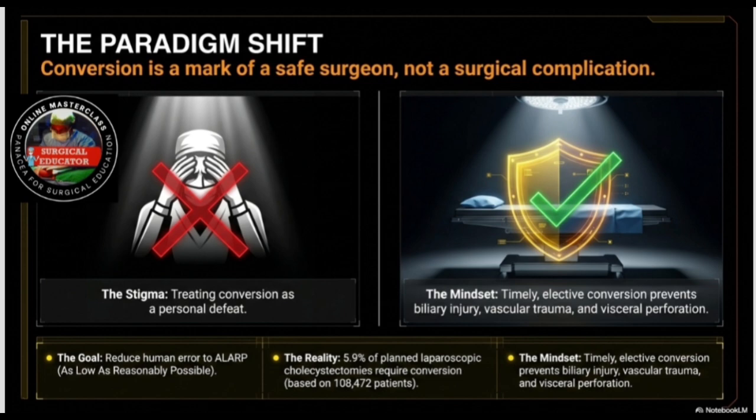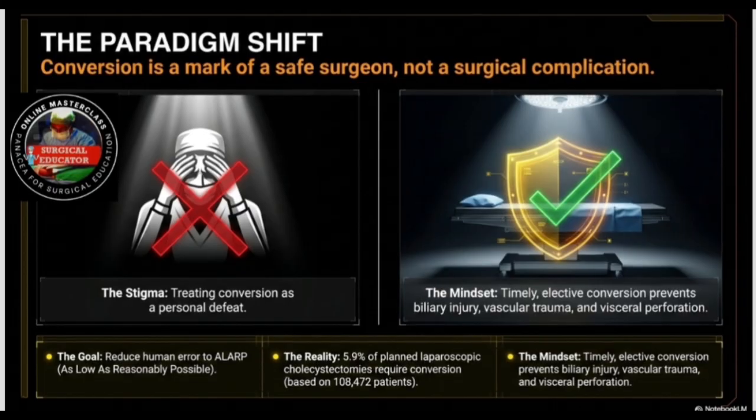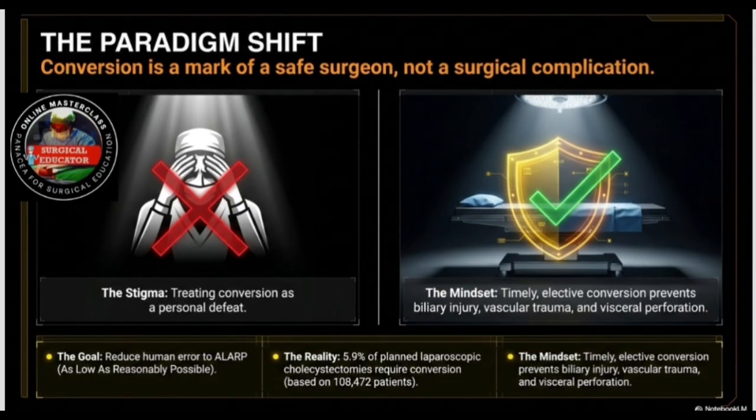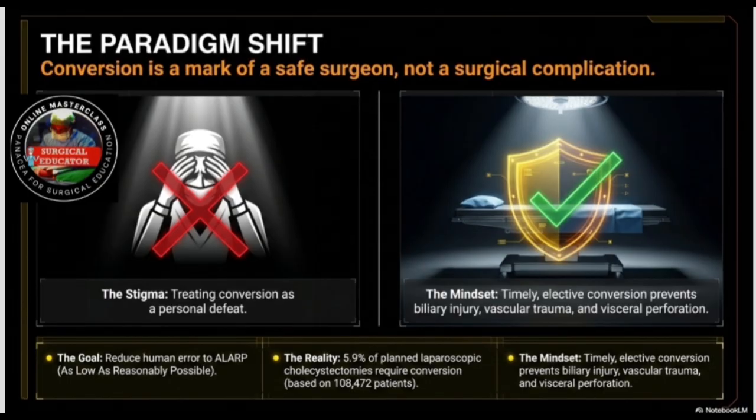Exactly. You're dealing with chronic scarring, anatomical anomalies, tissue necrosis. Timely conversion prevents biliary injury and visceral perforation. The failure would be ignoring the pathology and refusing to convert. I see. So the pathology dictates the approach, not the surgeon's pride.